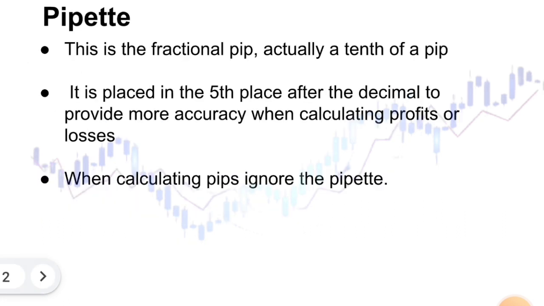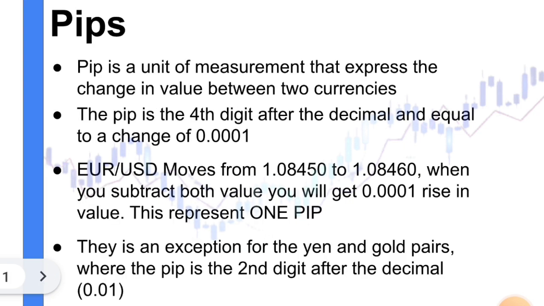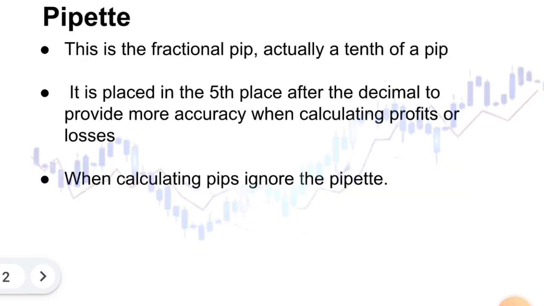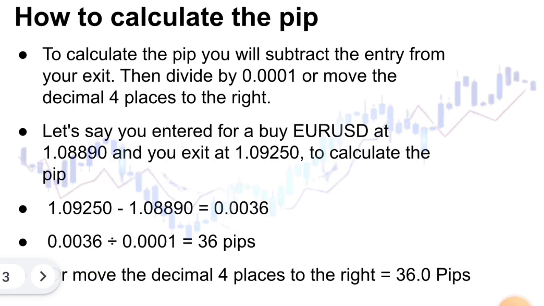So we have what we call the pipette. This is the fractional pip, actually a tenth of a pip. It is placed in the fifth place after the decimal. The pip is placed in the fourth position, the pipette is in the fifth position. It is 1/10 of a pip. The use of the pipette is to provide more accuracy when calculating your profit and loss, all right? But when calculating pips, you need to ignore the pipette and move on with your calculation. So that's it about the pipette.